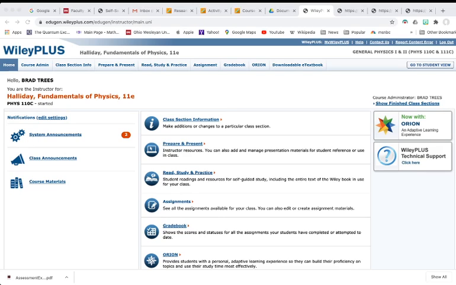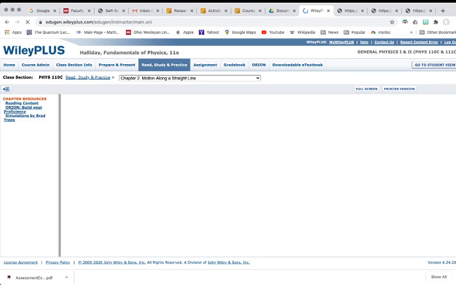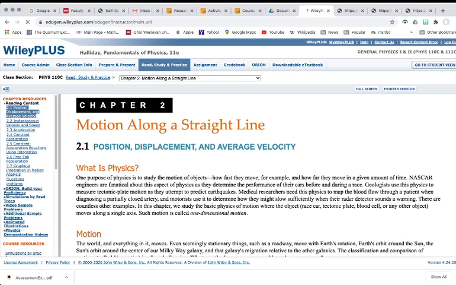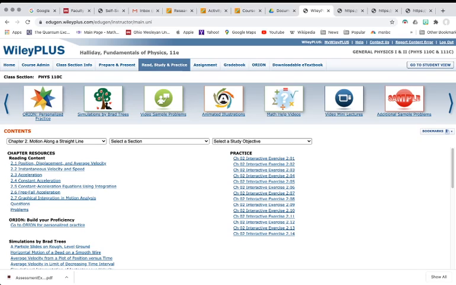This is the home page that you will see. And you see a menu along the top. And you see one of the buttons is Read, Study, and Practice. So if you click on that, you will get a screen that lists, I'll click on this button first, another menu with a drop-down list of all the chapters in the book, and you want to choose or select Chapter 2, Motion Along a Straight Line.